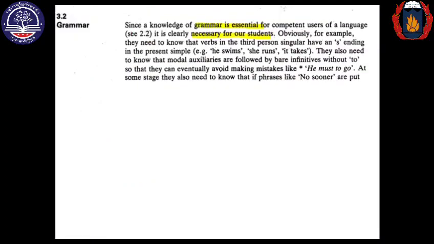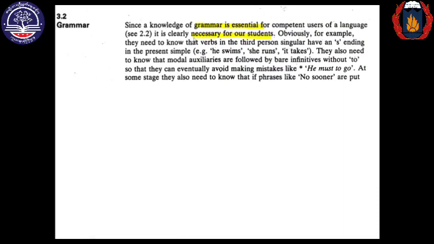Grammar. What about grammar? Grammar is also important. We should also teach grammar. Do you think grammar is necessary for our students? Well, yes, it's necessary. Yes, teacher. Yes, I agree.